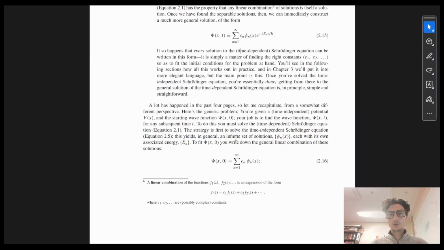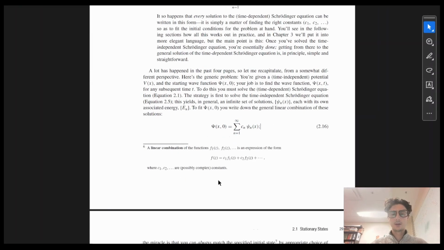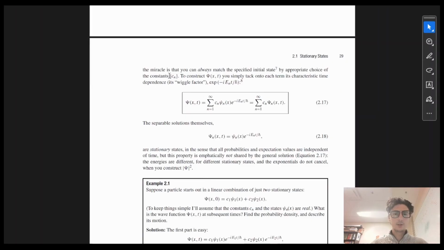The strategy is first to solve the time-independent Schrodinger equation, equation 2.5. This yields in general an infinite set of solutions, each with its own associated energy. To fit psi at t equals 0, you write down the general linear combination of these solutions. Boom. The miracle is that you can always match the specified initial state by appropriate choice of the constants Cn. To construct psi of x, t, you simply tack onto each term its characteristic time dependence, its wiggle factor, which is this exponential thing. And then we have this equation here. Let's see what it looks like.